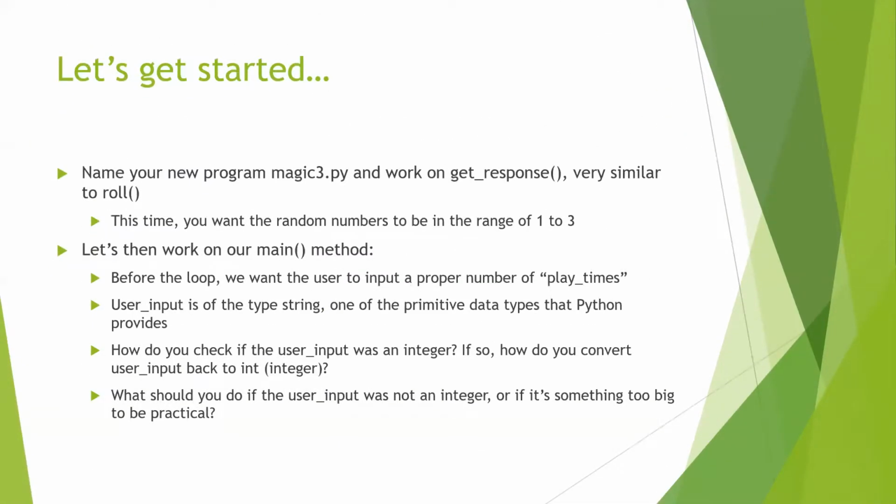So let's get started. I want you to name your new program Metastory.python and work on a method called getResponse. That's very similar to roll in workshop 1. But this time I want you to generate the random numbers within the range of 1 to 3.